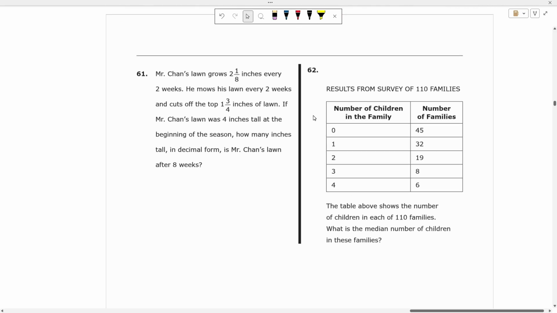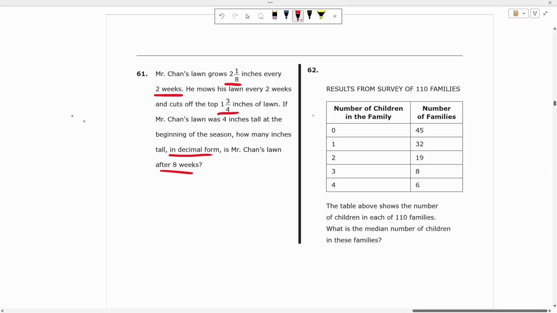So number 61 says Mr. Chan's lawn grows 2 1/8 inch every 2 weeks. He mows his lawn every 2 weeks and cuts off 1 3/4 inches of the lawn. If Mr. Chan's lawn was 4 inches tall at the beginning of the season, how many inches tall in decimal form is Mr. Chan's lawn after 8 weeks?